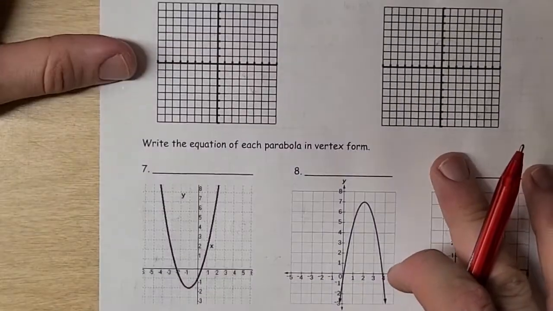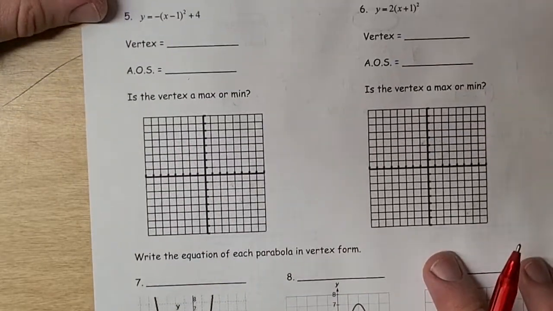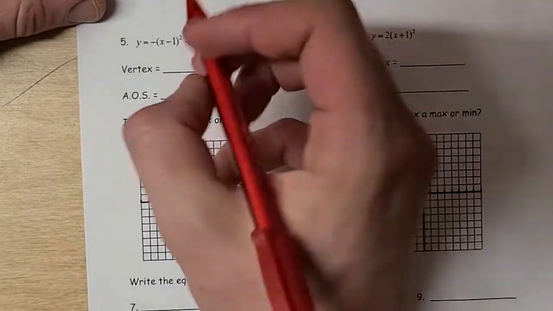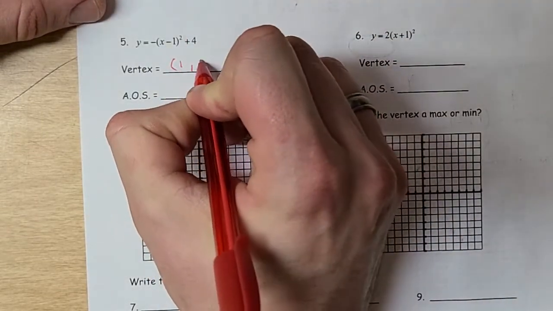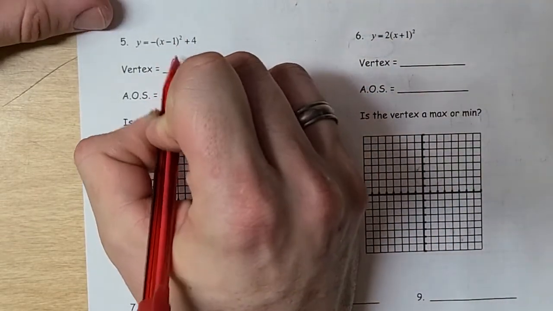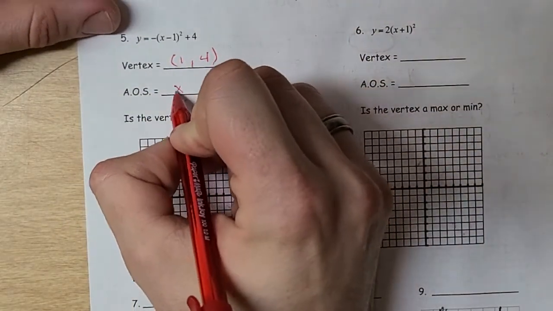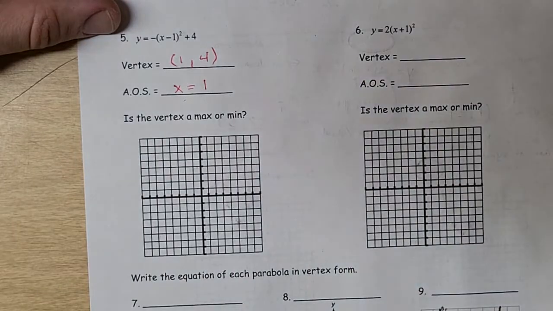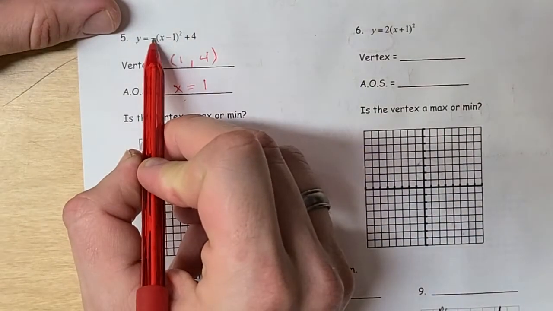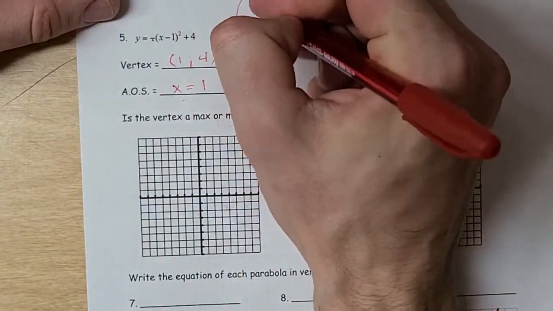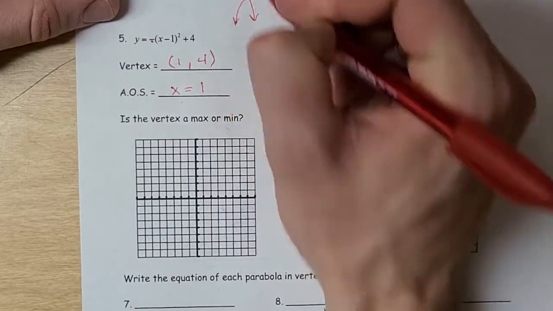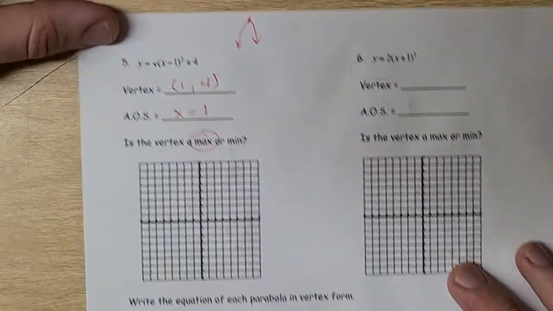All right, flip it over. A few more. Okay, number 5. So vertex, opposite of the inside, comma the outside. Opposite of a negative 1 is a positive 1, comma 4. So I know my axis of symmetry is 1. Now, since this is a negative in front, I know it's going to be flipped down. Therefore, I am going to have a maximum.